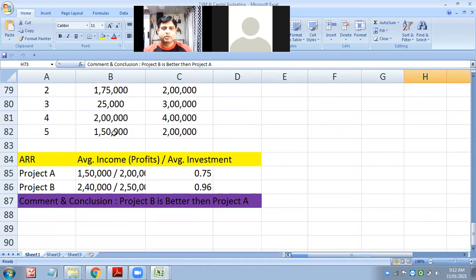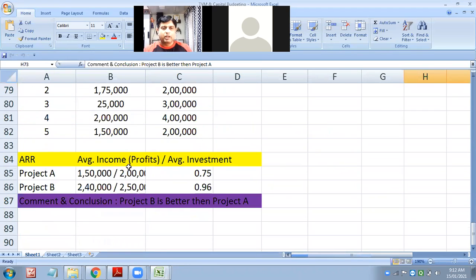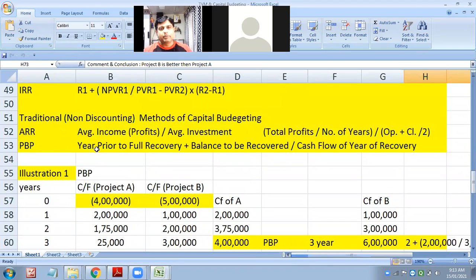Then we also understood ARR, the average rate of return, and in that we found that project A was better, while project B had lower feasibility as compared to project A. So this is what we have done in the traditional method.